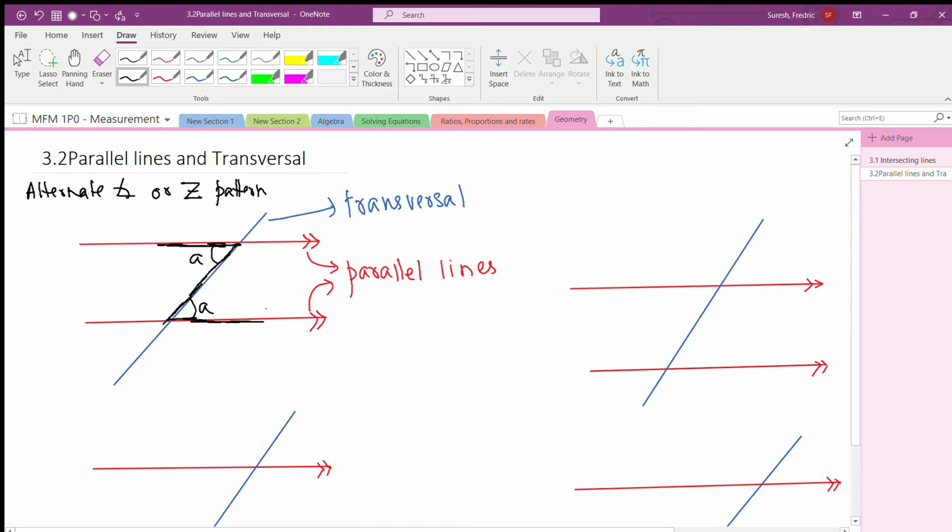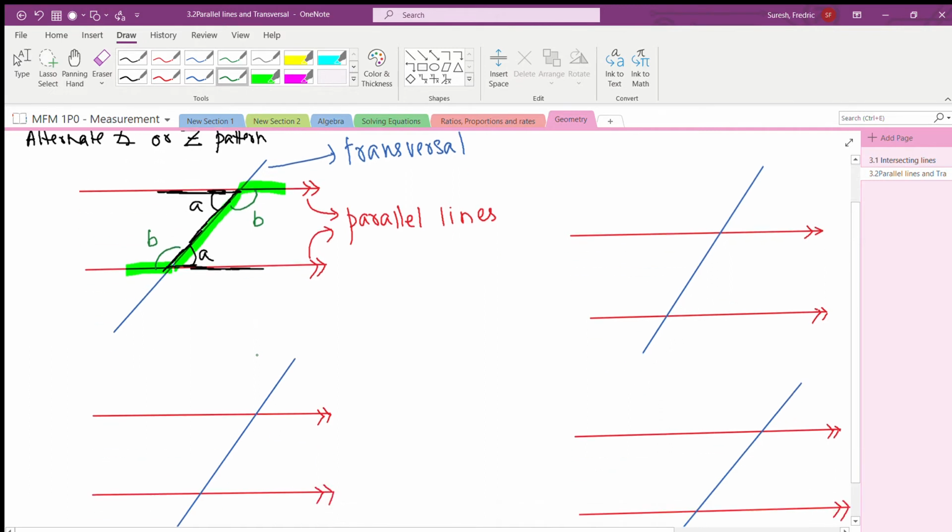Well, you can also draw the Z pattern in a slightly different way. You can draw it this way as well. So like that and like that. And when you do, these angles, B and B, that's kind of like a reverse or a reflection of the alternate angle. So those angles are equal as well.